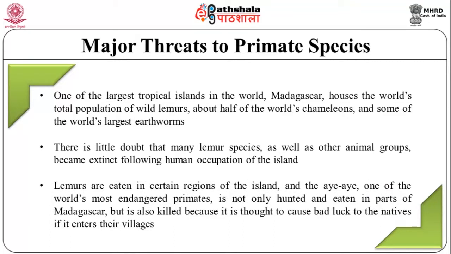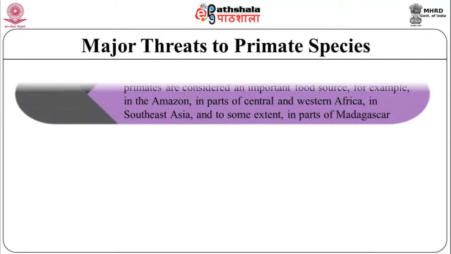Lemurs are eaten in certain regions of the island, and the aye-aye, one of the world's most endangered primates, is not only hunted and eaten in parts of Madagascar, but is also killed because it is thought to cause bad luck to the natives if it enters their villages.